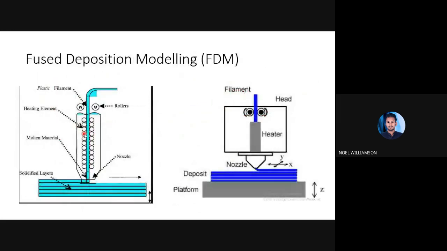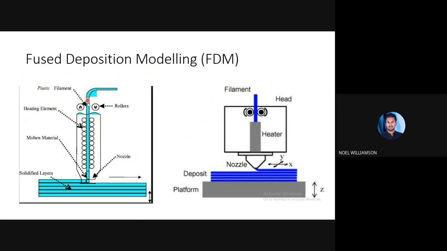Here, what we do is we heat a filament. You can see the filament. The filament is heated and it is molten. That will be provided through the nozzle, and one layer is created, then the next layer, third layer, fourth layer, and so on. Finally, the end product is created. That is fused deposition modeling. In a similar manner, here we are using a filament.